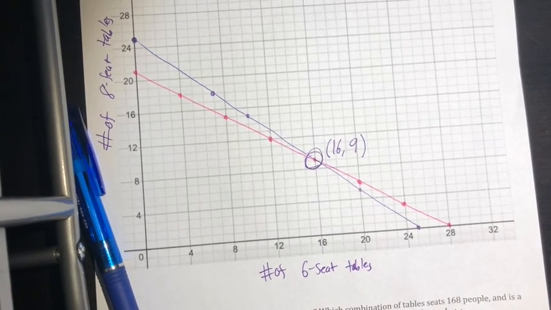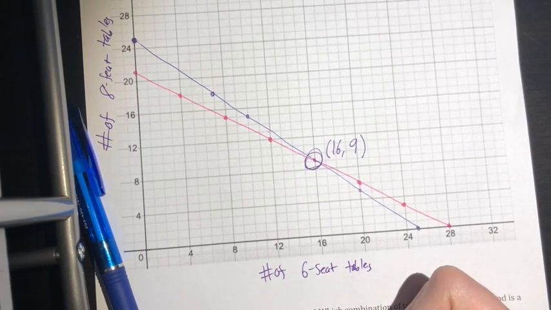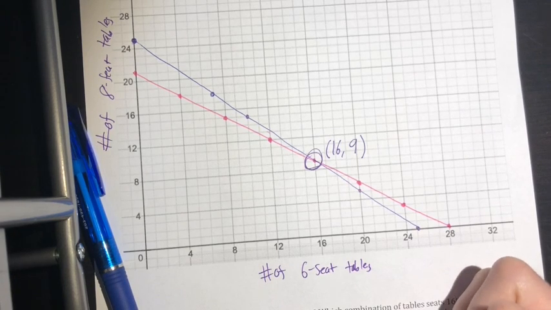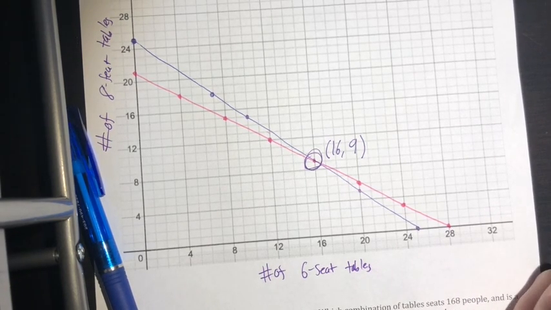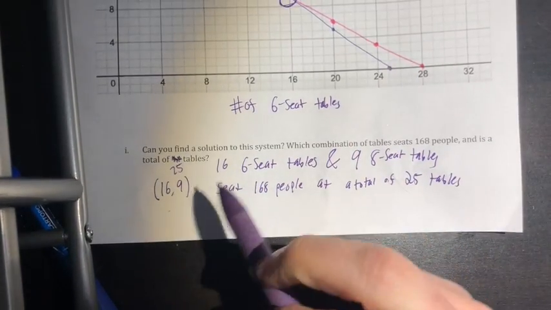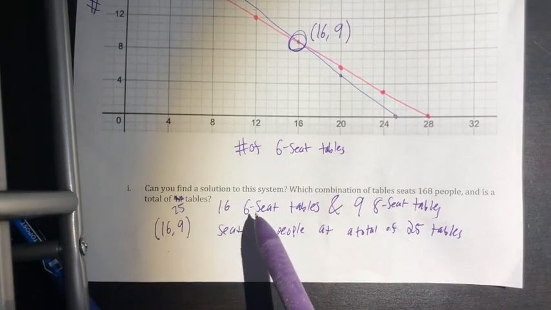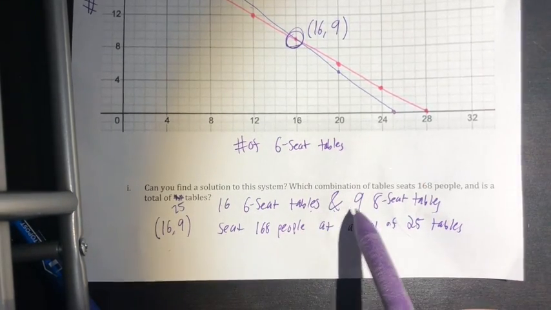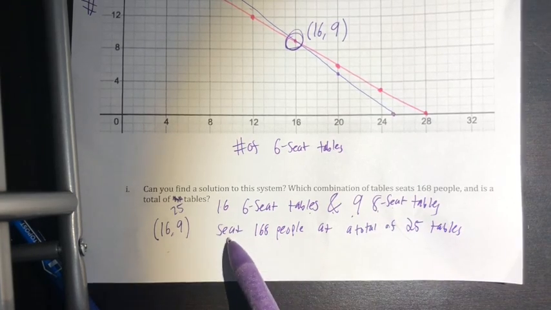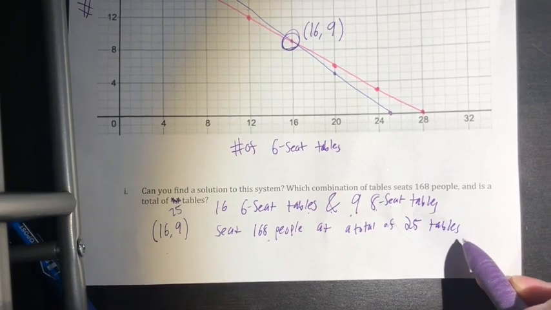So 16 6-seat tables and 9 8-seat tables seat 168 people at a total of 25 tables. And I will say, I'm sorry, you couldn't read that. I had to strip the paper. So 16, 9 is our point of intersection. 16 6-seat tables and 9 8-seat tables seat 168 people at a total of 25 tables.